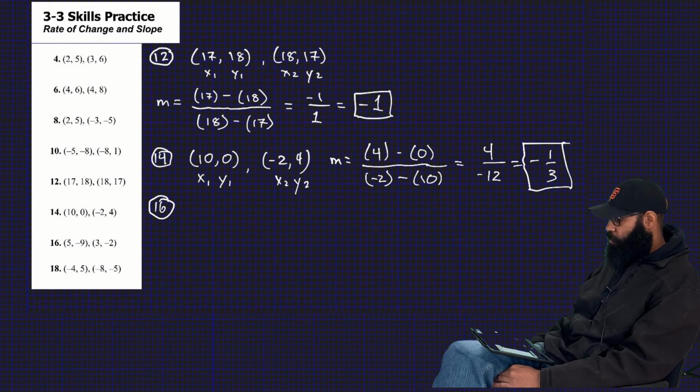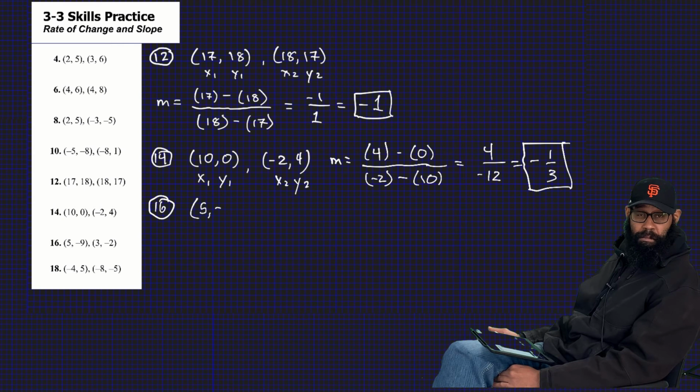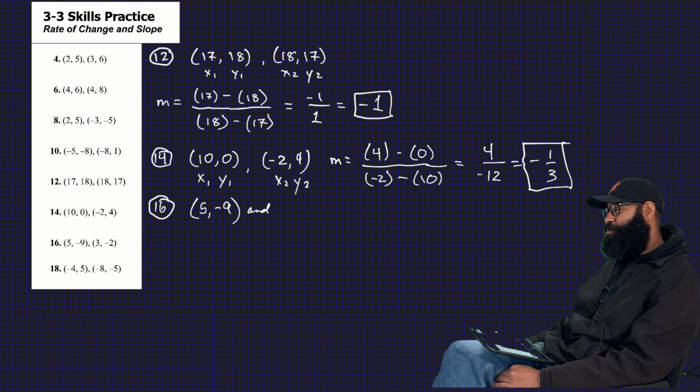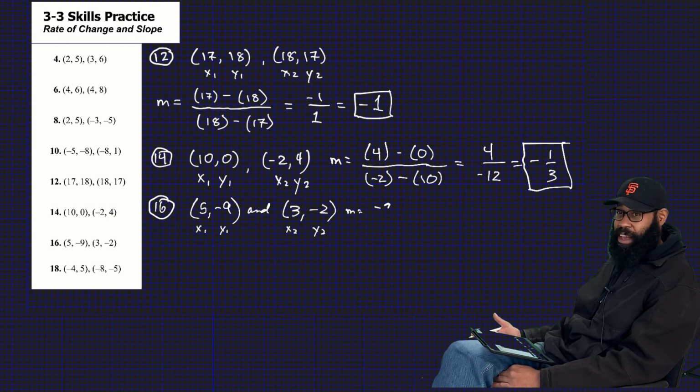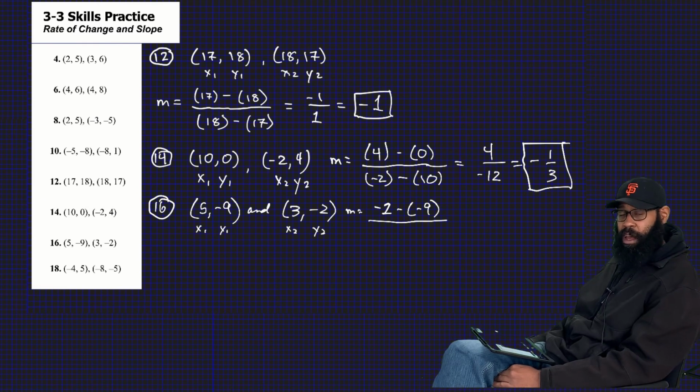All right, guys, looks like we've got 16. And at this point, you might have even stopped watching. 5, negative 9, 3, negative 2. I can label this as my x1, y1, and x2, y2. Knowing you could have an x3, y3, x4, y4, as many points as you have, as many labels as you need, right?